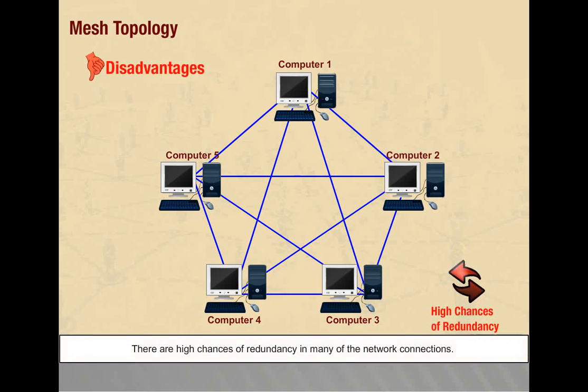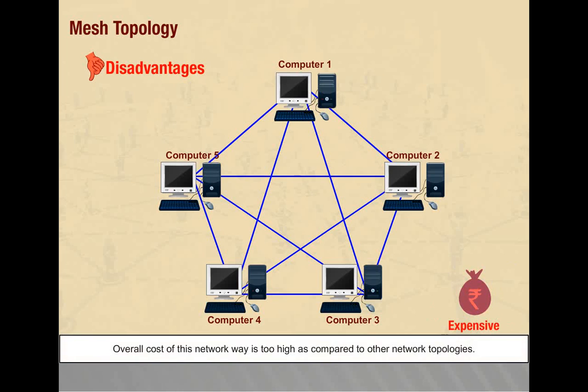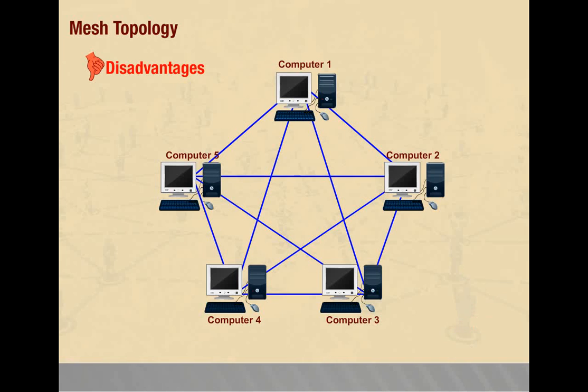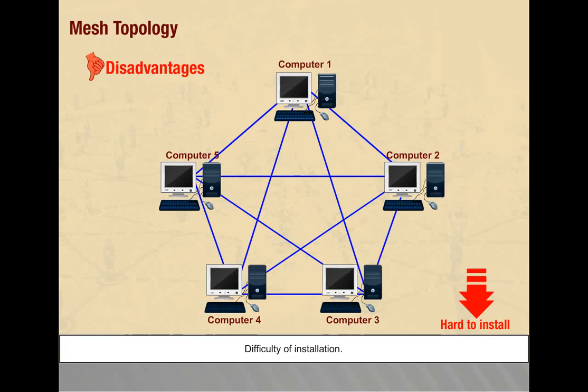Disadvantages: there are high chances of redundancy in many of the network connections. Overall cost of this network is too high as compared to other network topologies. Setup and maintenance of this topology is very difficult. Even administration of the network is tough. Difficulty of installation.